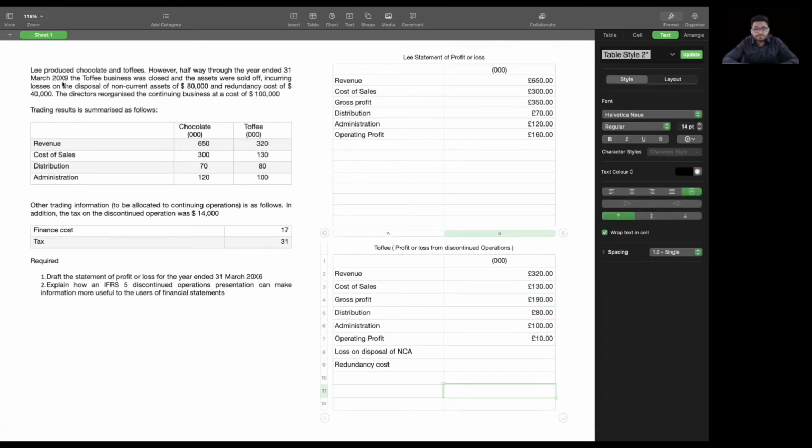So from the first paragraph, we have losses on disposal of non-current assets of 80,000. Now this is regarding your discontinued operation. So your losses on disposal of non-current assets, which is 80,000, and redundancy cost of 40,000. So this is again expense related to your discontinued operations, so you take it under your discontinued operations. The directors reorganized the continuing business at a cost of 100,000. So this is a reorganizing cost, and the reorganizing cost is going to be 100,000.